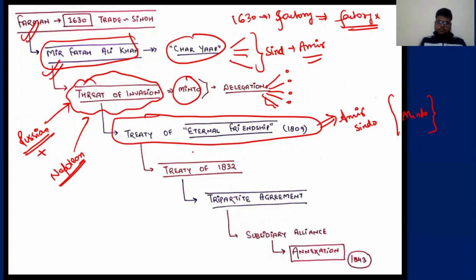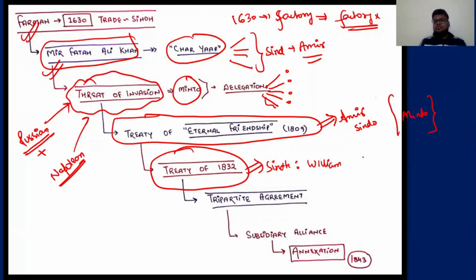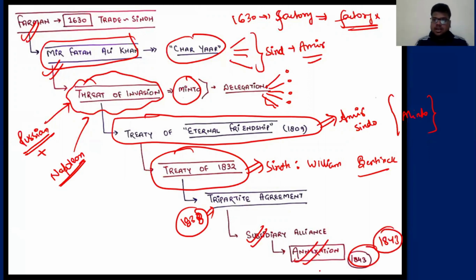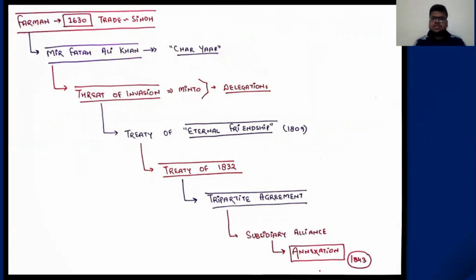Then in 1832, Sindh signs a treaty with William Bentinck. Then the tripartite agreement that we have read, in 1838. And then finally the Subsidiary Alliance, and then annexation was done in 1843. Finally, Sindh was annexed in 1843. So this is the complete story, a snapshot of the Anglo-Sindh relations. Let us look at it one by one.